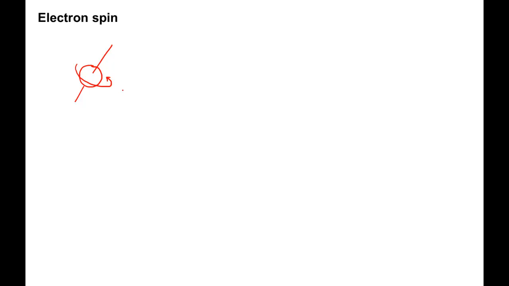There are two issues. First, there is no well-defined rotation axis in the quantum world. And second, the electron would have to spin faster than the speed of light to be consistent with its spin angular momentum in this picture. Nevertheless, this so-called vector picture of spin is often useful.